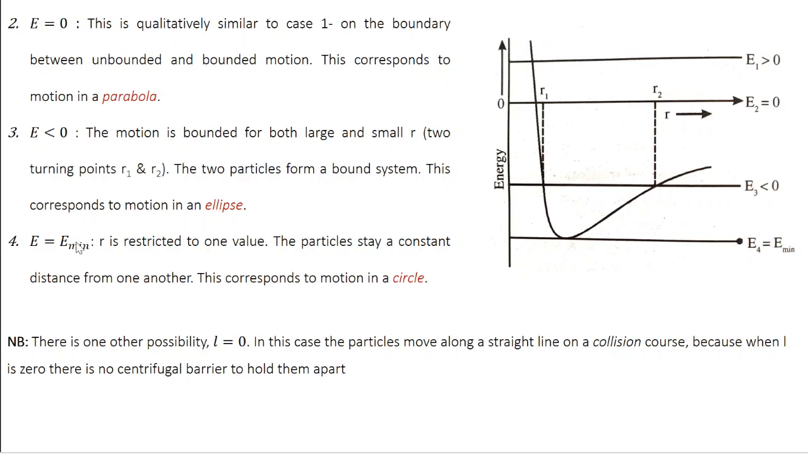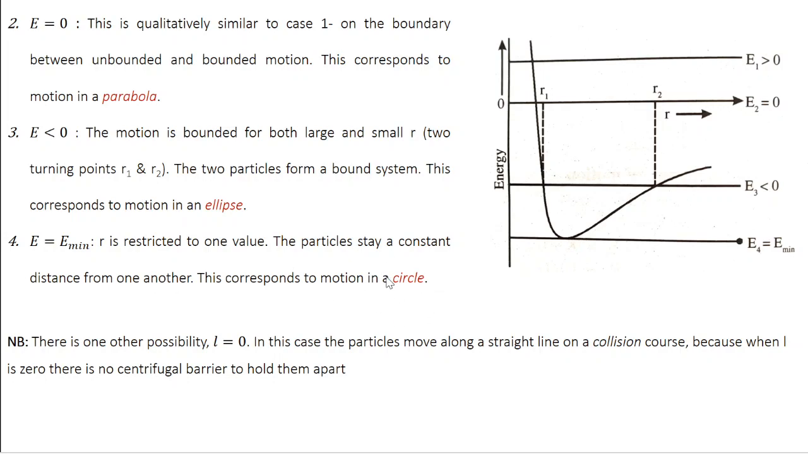The final scenario is E equal to E minimum. If you look at this potential energy curve, this is the minimum energy, right? If the total energy is equal to the minimum energy, what happens? This is a single point, which corresponds to a single value of r. So throughout the motion, the separation distance r has a single value. And we know that radius remains a constant only in the case of a circular motion, right? So here the particles stay at a constant distance from each other, and this corresponds to a circular motion.